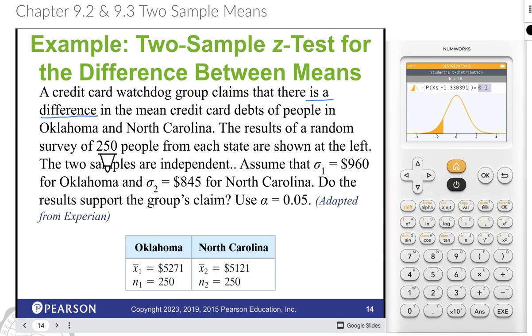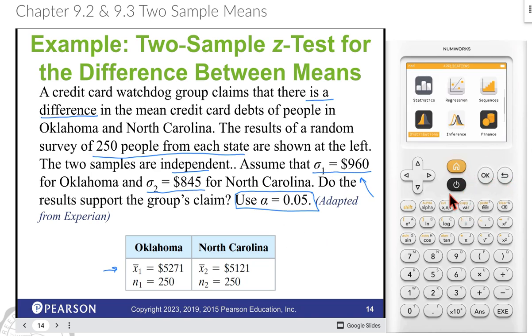The results of a random survey of 250 people from each state are shown below. The two samples are independent, so we can use this. Assume that the population standard deviation is 960 in Oklahoma and 845 in North Carolina. Do the results support the group's claim? We're asked to use a significance level of 5%. So we're going to put in this data here, use the standard deviations given to us up here, and run the test.